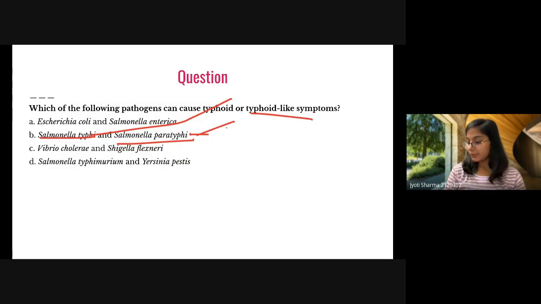And just see here the explanation. Typhoid fever is caused by Salmonella enterica serovar typhi and paratyphi. These bacteria are transmitted through contaminated food and water. Other bacteria like Escherichia coli or Shigella can cause gastroenteritis, but not typhoid fever. So that's how you can give the answer.